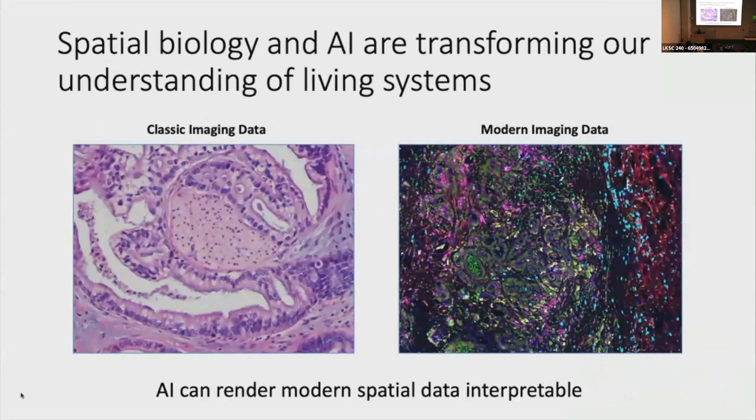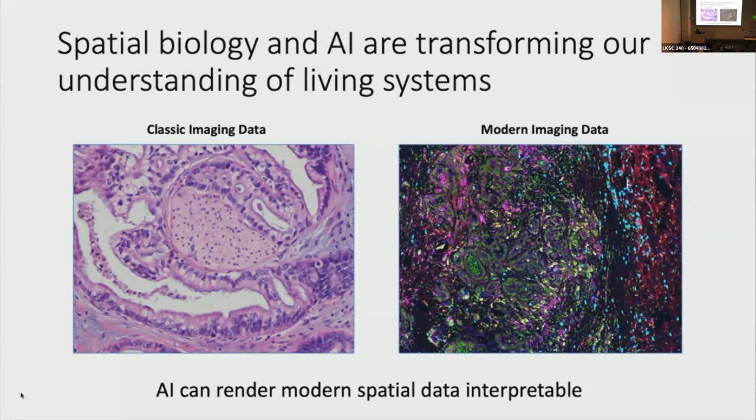So why we're all here: we've had these revolutions in spatial biology and AI that are really transforming our understanding of living systems. Old imaging data had 3 colors, and you looked at patterns and textures. Modern imaging data I like to think of as N-color images, where N is now a number between 12 and over 1,000, and each color gives you some information on a biologically meaningful variable. In the proteomics world, this is on the order of 12 to 40. In the transcriptomics world, it can literally be several thousand.